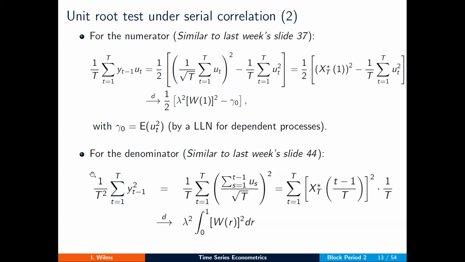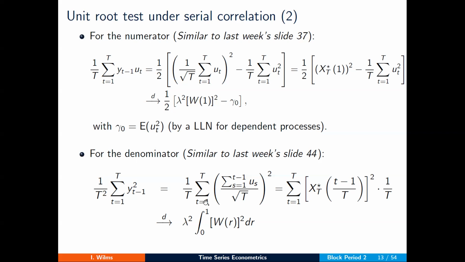Which scaling is needed for the denominator? Apparently 1 over T squared, since I've written it here already, but let's verify this. We start by rewriting our y_{t-1} term as the sum of all the u's until time point t minus 1. If we had a factor 1 over root T here, we would then be able to rewrite this as our scaled partial sum process, where r is (t minus 1) over capital T, since we sum the first t minus 1 observations.